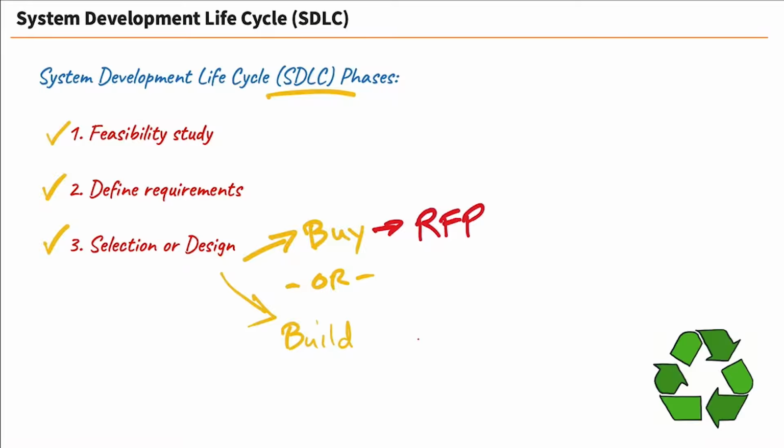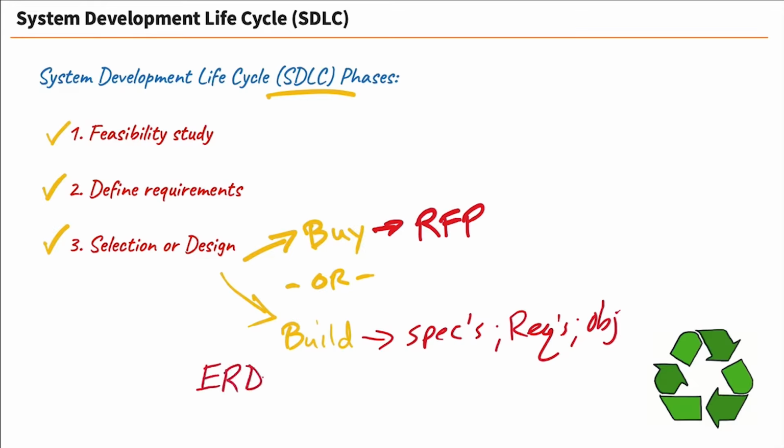So we need to outline the specifications, or our specs, and the requirements, and what the objectives of this application are. So we need to get all these things outlined. And we can do this a couple of different ways. The first of which is an entity relationship diagram, or an ERD.